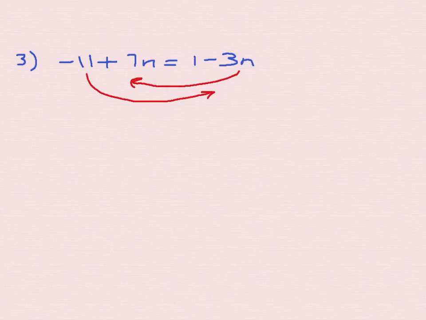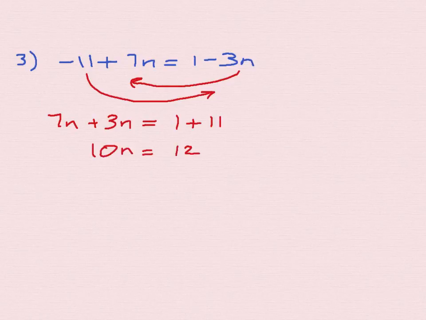So I have a 7n already on the left, and it's positive. I don't need to put the plus in the front. I'm going to move the minus 3n over and change the sign to plus 3n. On the right-hand side, there already is the 1. When the minus 11 comes over, it becomes a plus 11. This is going to give me 10n equals 12.